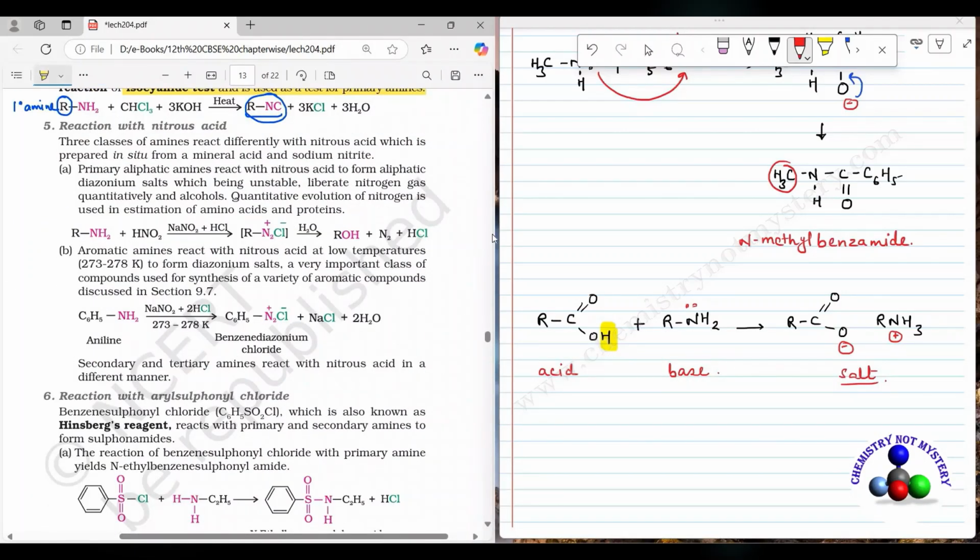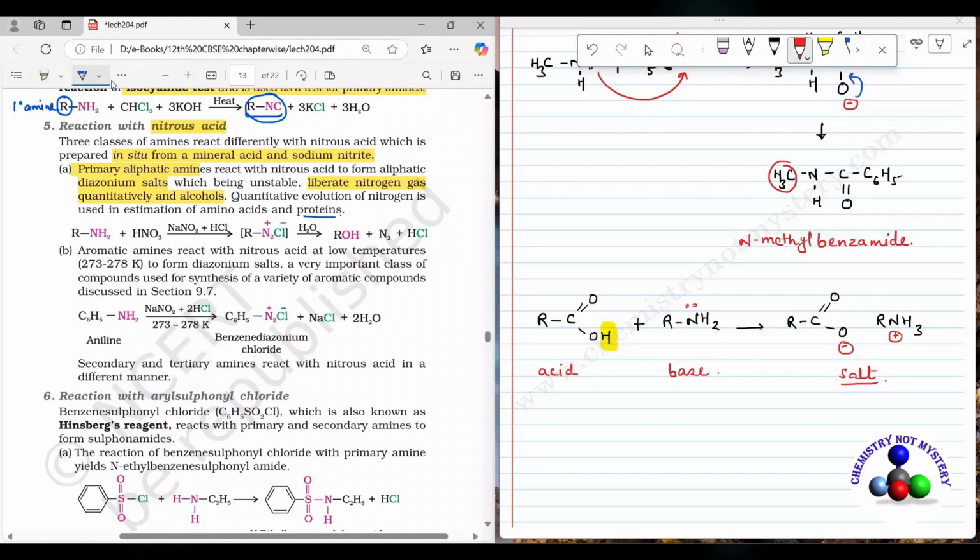Now come to the next reaction, reaction with nitrous acid. Three classes of amine react differently with nitrous acid. It is prepared in situ from mineral acid and sodium nitrite. Means nitrous acid is prepared inside the reaction mixture by the reaction of mineral acid and sodium nitrite. In first reaction, primary aliphatic amine when reacts with nitrous acid forms aliphatic diazonium salt, which being unstable liberates nitrogen gas quantitatively and alcohols. Quantitative evolution of nitrogen is used in estimation of amino acid and proteins.